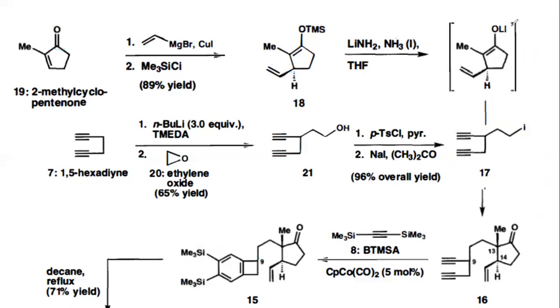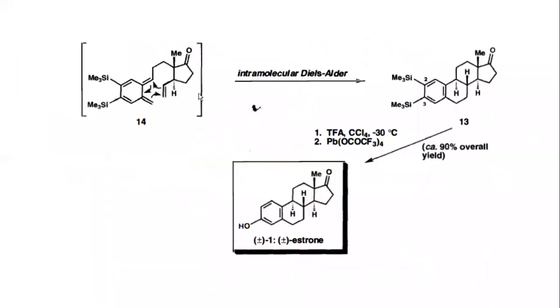We will move on to the next slide. We will get this 14 type of molecule, which through intramolecular Diels-Alder reaction is converted into 13, which is further treated with trifluoroacetic acid in carbon tetrachloride at minus 30 degrees centigrade and lead tetrafluoroacetate, and we will get our estrone. So here was the total synthesis and retrosynthetic analysis of estrone.